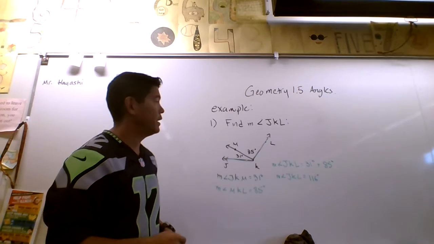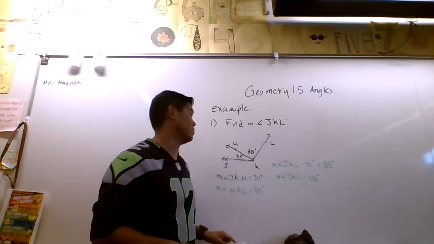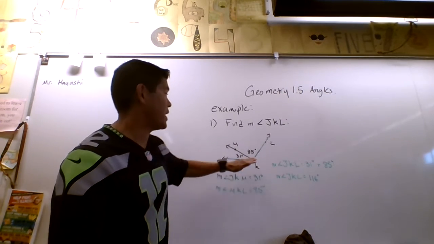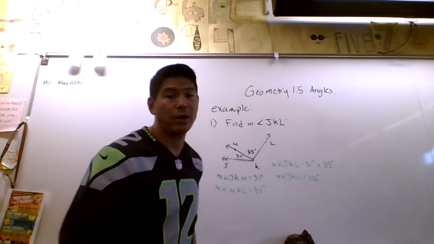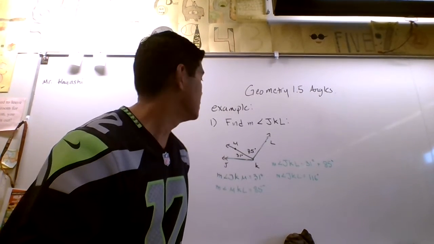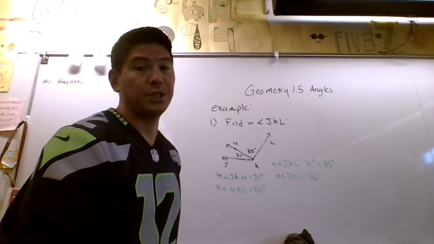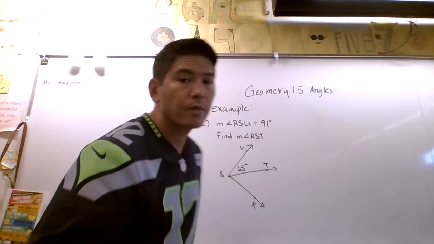And usually it's the case that the angles are somewhat to scale. JKL, that angle appears to be an obtuse angle, and that's what we found when we found the measure of angle JKL. 116 degrees is an obtuse angle.